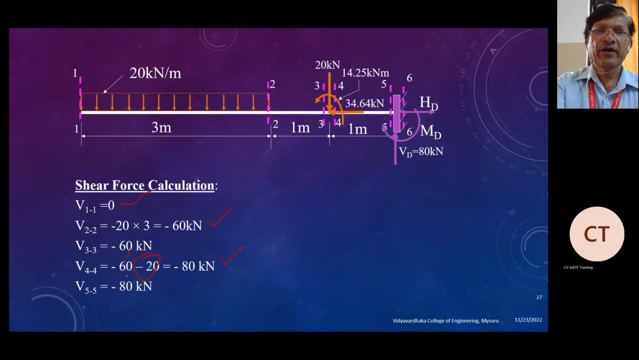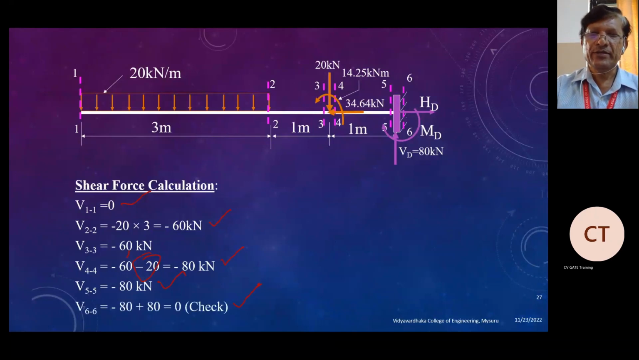And at 5, all forces on the left side of the section have to be taken, that is only 80 kilonewton. So we are getting 80 kilonewton, that reaction, so we will be getting 0. That is the check you have to do. So finally we should get 0.